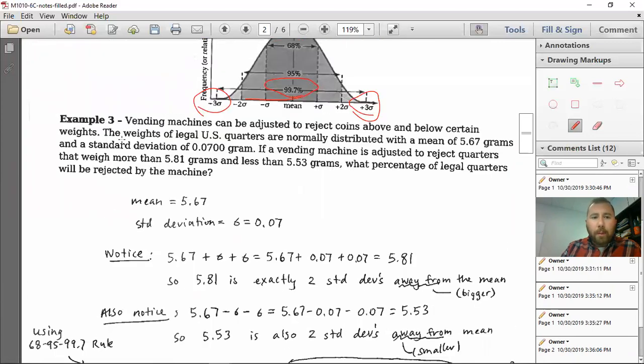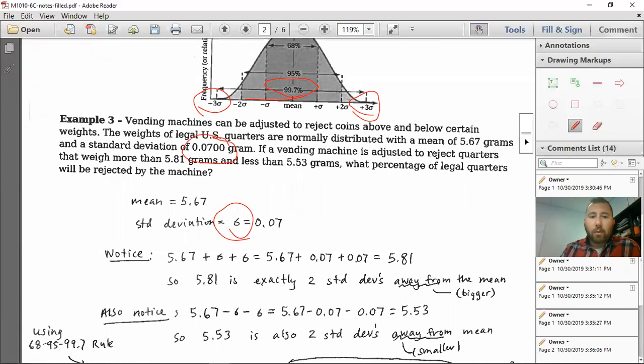So example 3: vending machines can be adjusted to reject coins above and below certain weights. As it turns out, the weights of quarters in the US have a normal distribution with a mean of 5.67 grams and a standard deviation. That's what that little sigma was. So our sigma here, a standard deviation, is 0.07. The question is, if a vending machine is adjusted to reject quarters that weigh more than 5.81 grams and less than 5.53 grams, what percentage of legal quarters will be rejected?